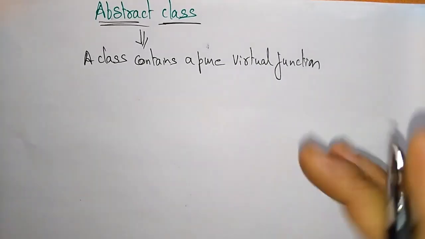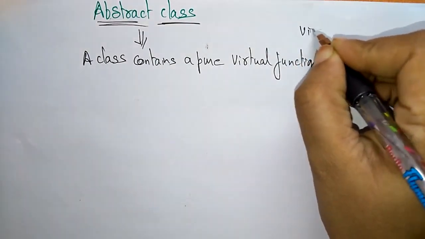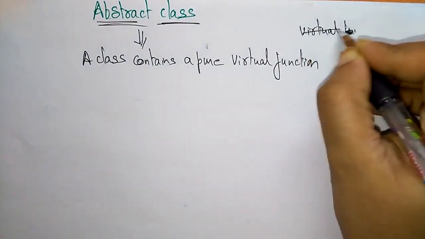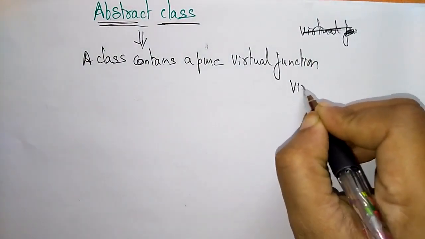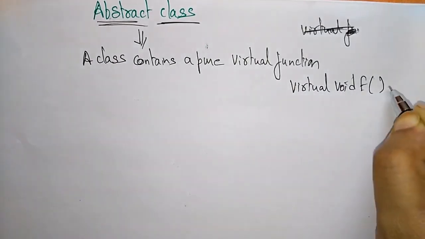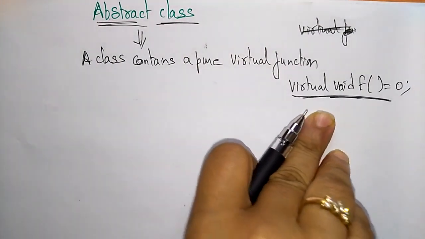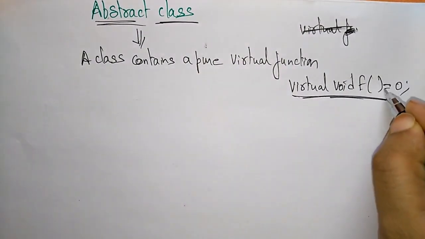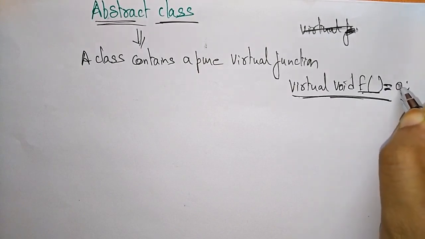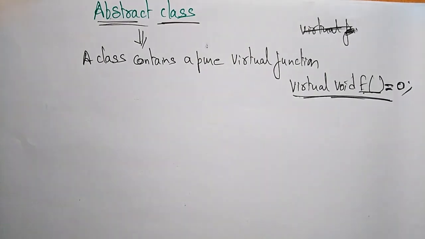At the starting I will just tell the syntax. The syntax for the virtual function is virtual void some function is equal to 0. So this indicates a pure virtual function. Whatever the function is, for that particular function just keep it as equal to 0. Then you can say it is a pure virtual function.